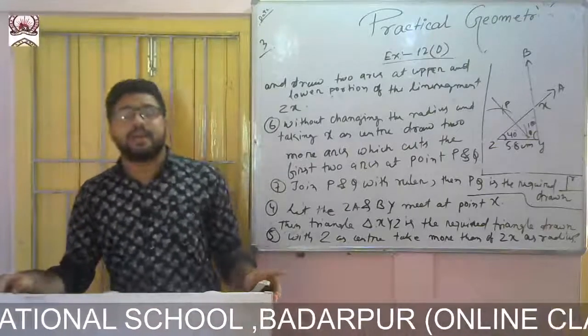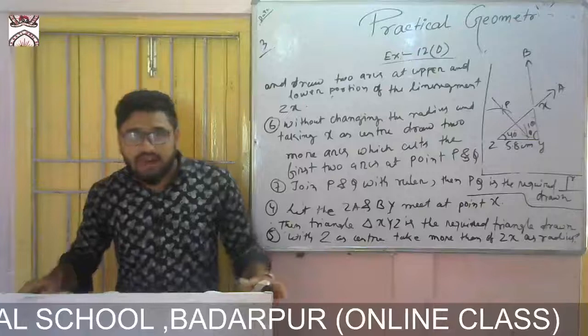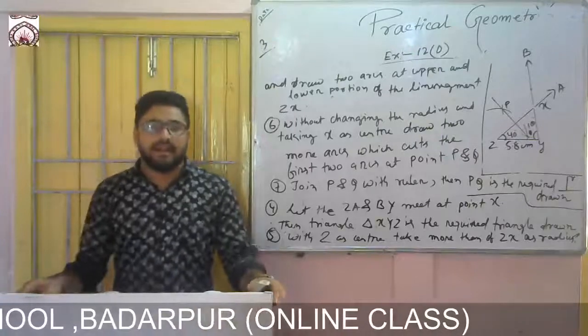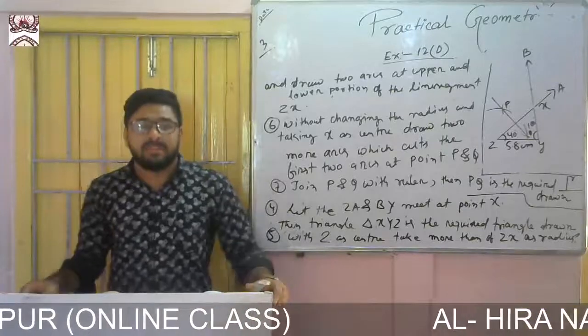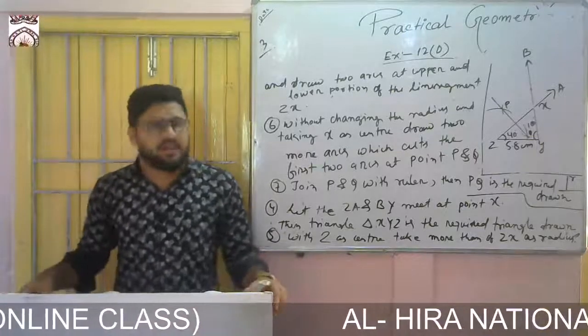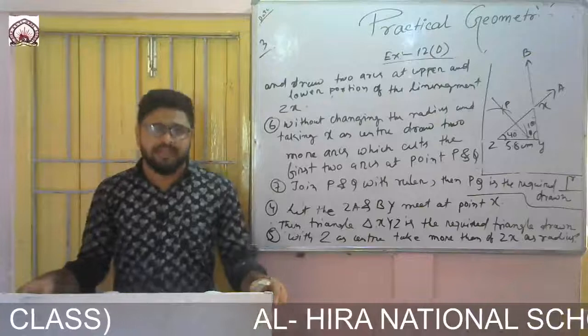In exercise 12E, we will be discussing right triangles. So what are right triangles? As I said, the triangle which has one angle measuring 90 degree is called a right triangle, as we have known earlier.